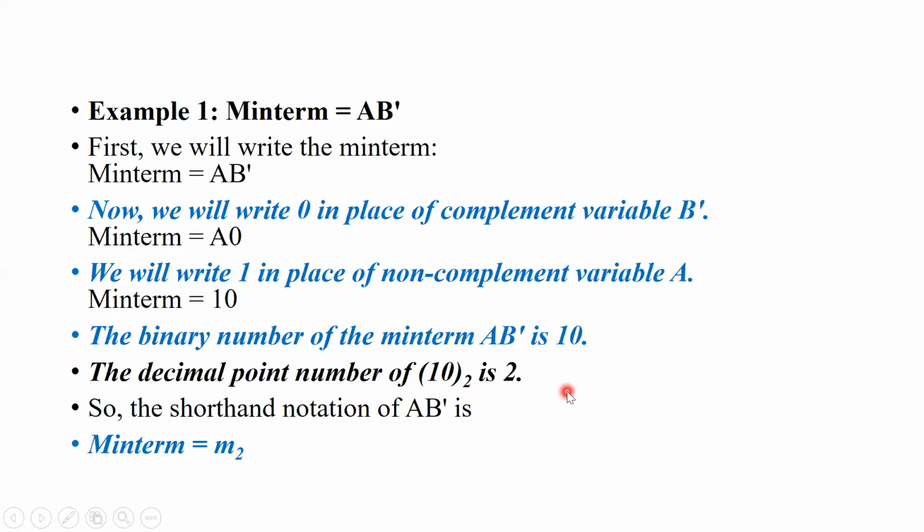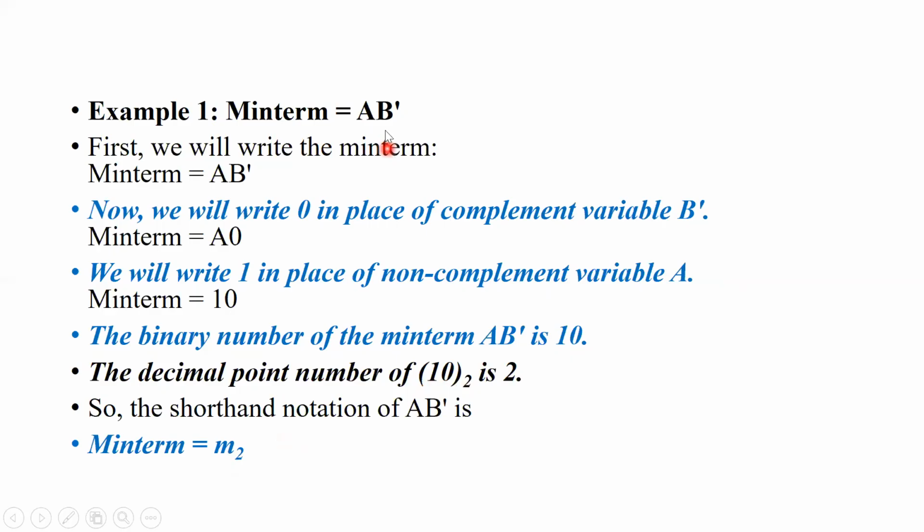So the shorthand notation of AB dash will be, since I'm writing the min term, small m with subscript 2. So instead of writing AB dash, what I can write is m2. So m2 means what? 1 0. Take the binary equivalent: this 2 is in decimal, so its binary is 1 0.